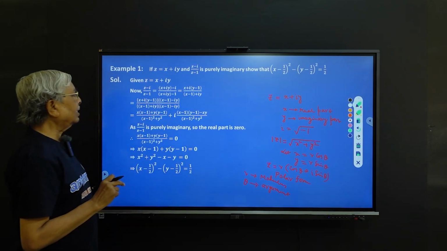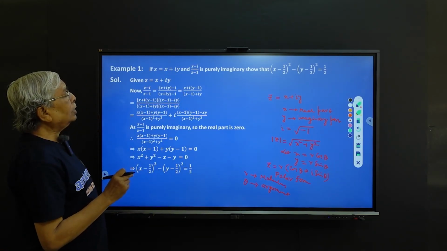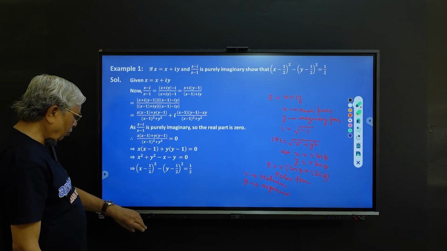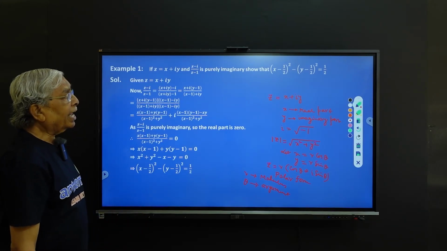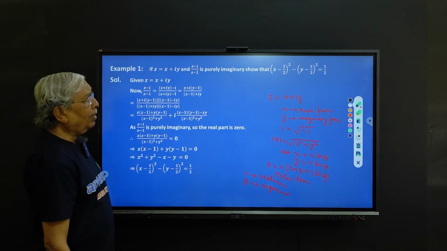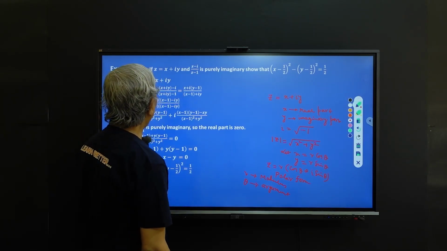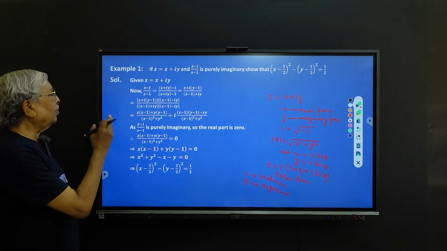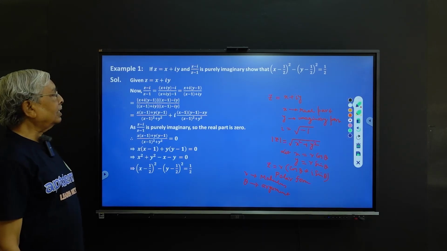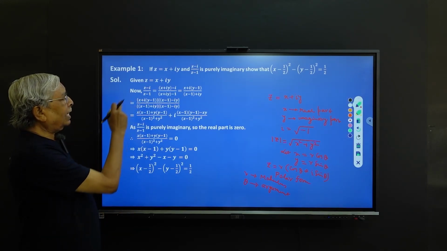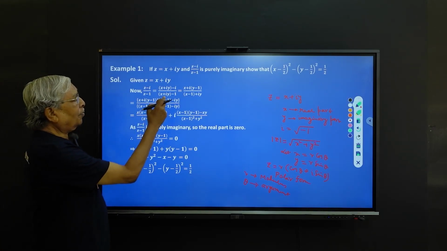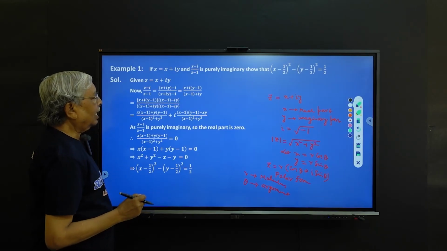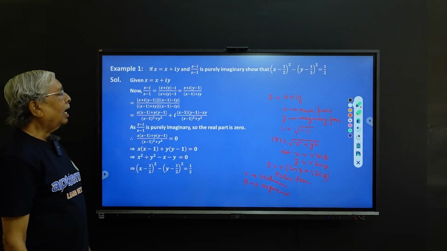Now I am taking one example. If z equal to x plus iy and (z minus i) by (z minus 1) is purely imaginary, show that (x minus half) whole square plus (y minus half) whole square is equal to half. You are given z equal to x plus iy. First we simplify (z minus i) by (z minus 1). So put z equal to x plus iy. That gives, take the real part x and imaginary part i into (y minus 1), and the denominator is x minus 1 plus iy.